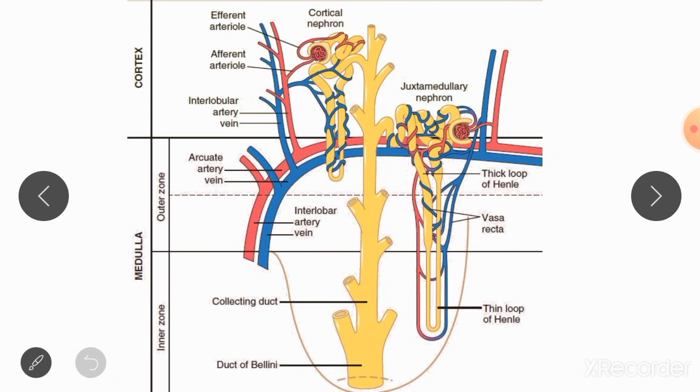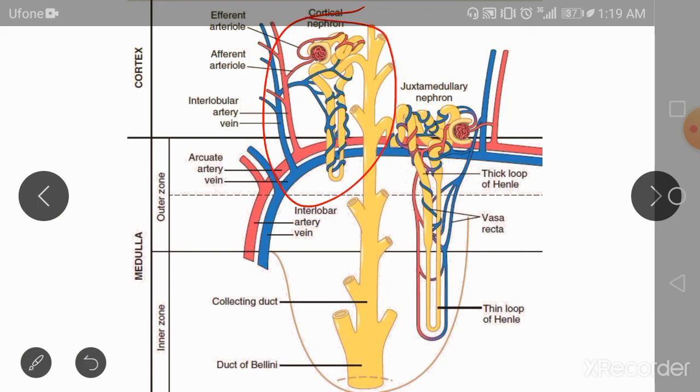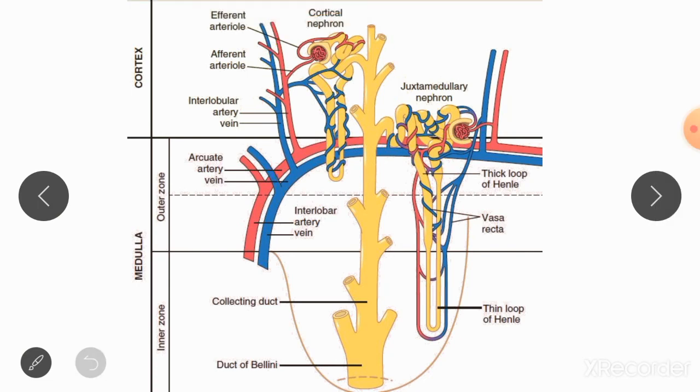Here again you can see the graphical representation of the cortical nephrons and the juxtamedullary nephrons. From what we have learned till now, you can be asked a question regarding the differences between the cortical nephrons and the JG nephrons. The first difference is that cortical nephrons are more numerous, and they form around 80 to 90% of total nephrons, while JG nephrons form around 10 to 20% of total nephrons.